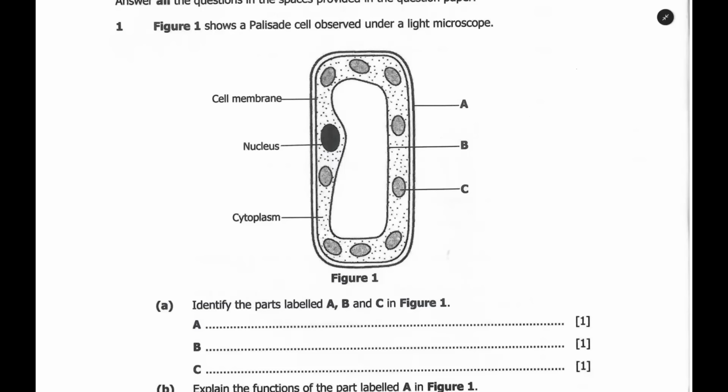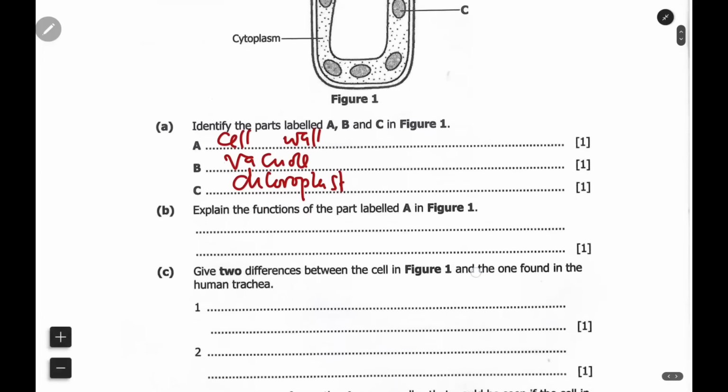So the first part is easy. We just identify the parts. So what are the parts labeled A, B, and C? So if you look at A, that is the cell wall. Then what about part B? Part B is the vacuole. Then of course we have part C, which is the chloroplast. Okay, so part C is the chloroplast.